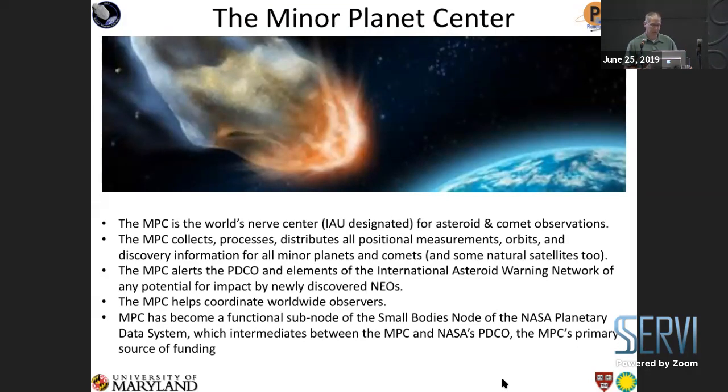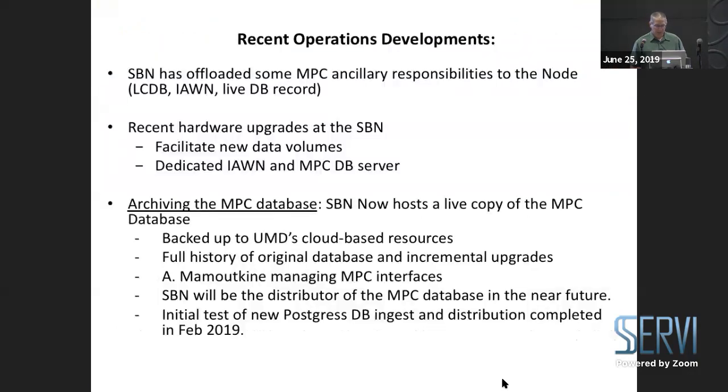We serve as an intermediary between the MPC and NASA's PDCO. SBN has actually offloaded some of the MPC ancillary responsibilities to the node itself: caretaking the light curve database, caretaking the International Asteroid Warning Network website, and we also help support the Minor Planet Center by keeping a live record of their database, and backing that up and archiving it.